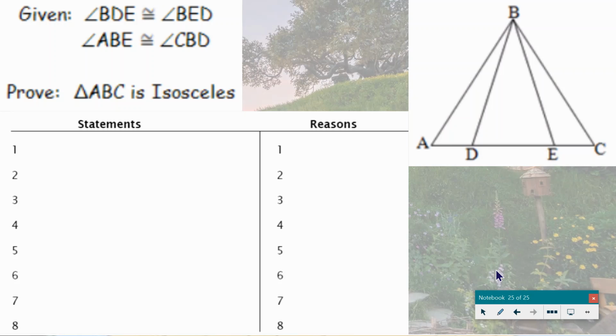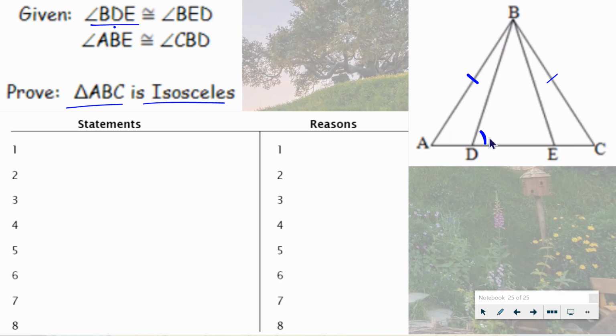So here we are going to prove that triangle ABC is an isosceles triangle. So this triangle is going to be isosceles. Essentially we're going to prove that two of these sides are congruent to each other. And we know that angle BDE is congruent to BED, and angle ABE, this angle, is congruent to angle CBD, that angle.